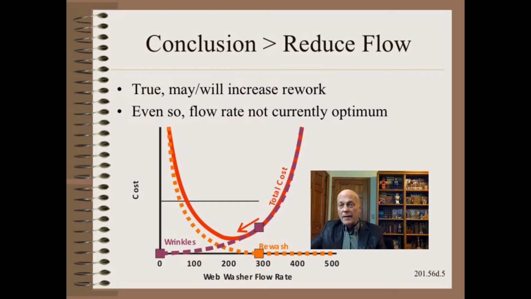If you want, you can, in your mind or on a piece of paper, construct the cost curve for this system based on flow rate. The high flow rate defect, wrinkles, starts at or near zero, is concave upward, and goes to infinity on the high side. We've seen this pattern before, have we not? The low flow rate defect, rewash, starts at infinity and goes low, or perhaps to zero, on the high side. We've seen this pattern before, have we not?